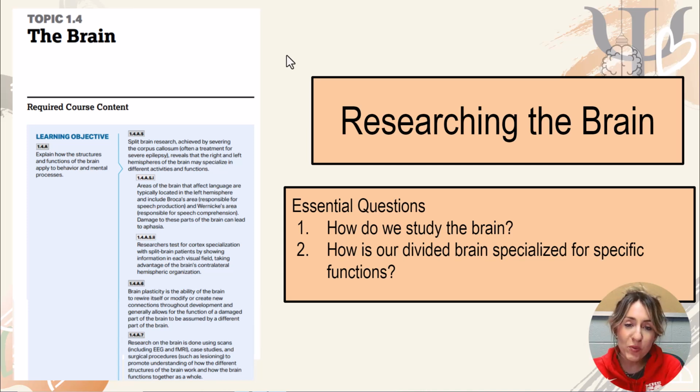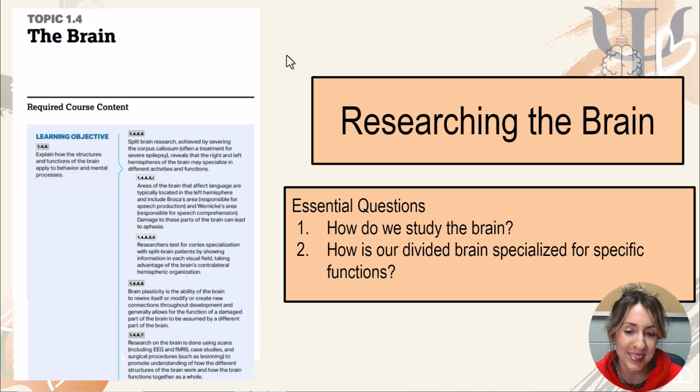Today we are continuing to talk about the brain, but we're going to focus on researching the brain. So how we learn what we know about the brain, and then also talking a little bit about some famous brain research and what we've been able to learn about the brain and the brain's hemispheres from that research. This goes with College Board Learning Objective 1.4, which is explaining the structures and the functions of the brain and how that applies to mental and behavior processes.